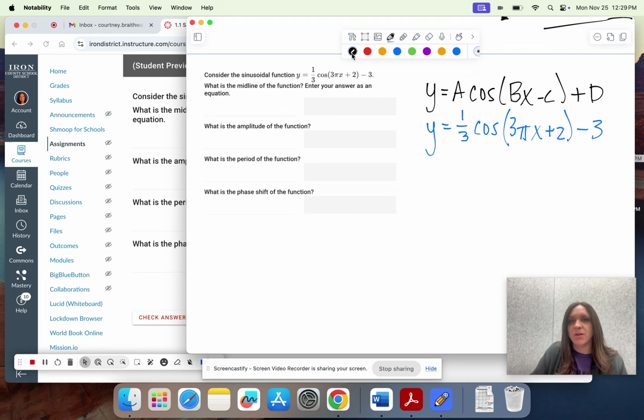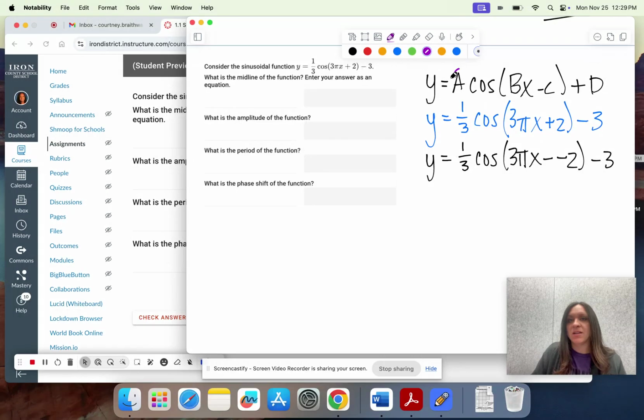And I'm going to rewrite one more thing. So y equals 1/3 cosine(3 pi x, and instead of plus 2, I'm going to write minus 2). And we'll see why. So let's go through and see what everything is.